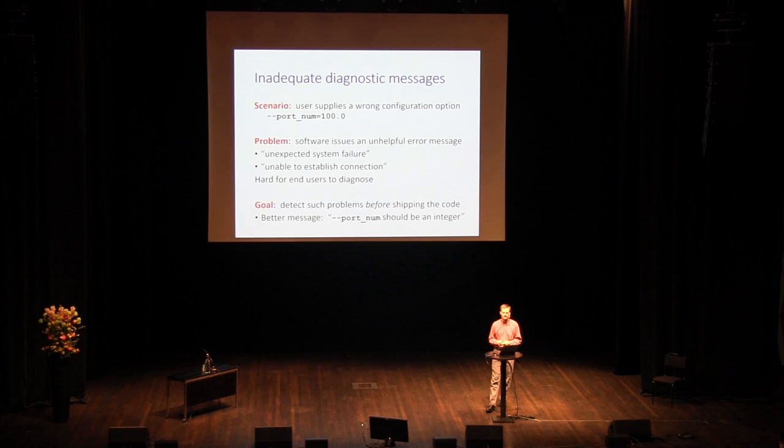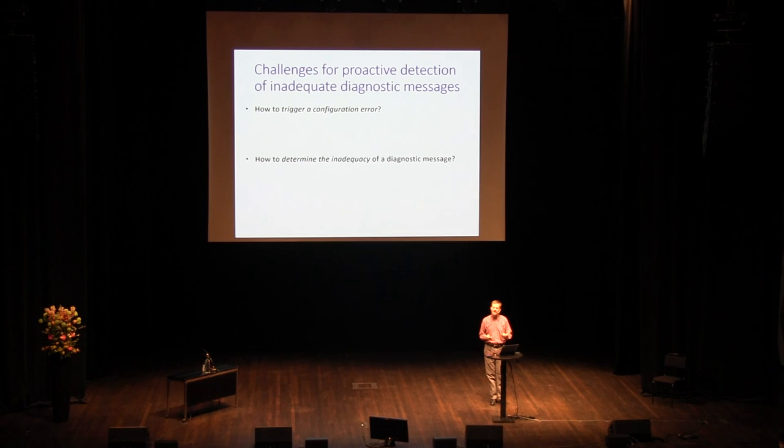So, what's hard about proactively detecting these inadequate messages? First is, how do we determine the sorts of errors that users might make in the field? And the second is, when we see the output that's produced, how do we know that output is not a useful output?